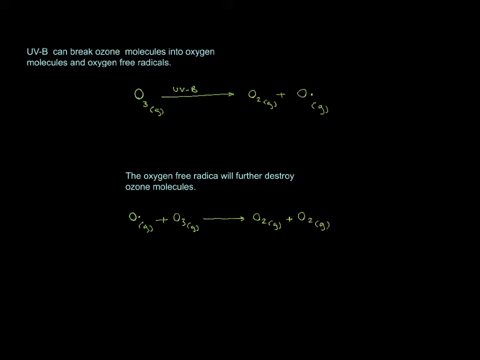Now what you need to do in IB as of this year for the new syllabus is also be able to calculate the energy or the wavelength that you need to break ozone compared to the oxygen molecule. If you look at ozone, the Lewis dot structure for one of the resonance forms looks like this, and then you show the other resonance by traveling that pi electron to the other side, so you delocalize it.